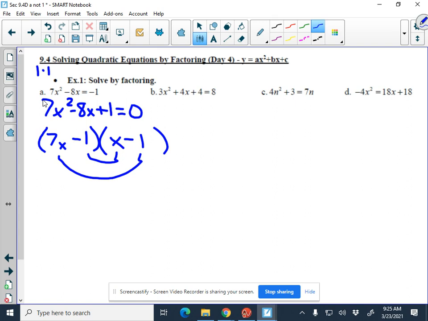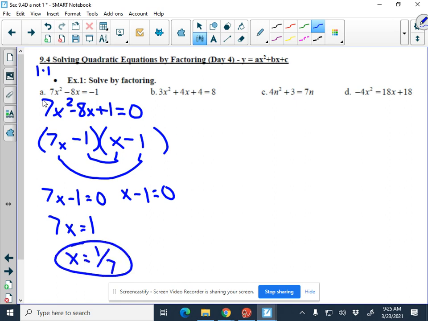All right? So now you set them equal to 0. 7x minus 1 equals 0. x minus 1 equals 0. Okay, we add 1. We divide by 7. x equals 1/7. We add 1. x equals 1. Okay, it's the same thing. First you factor, then this one.